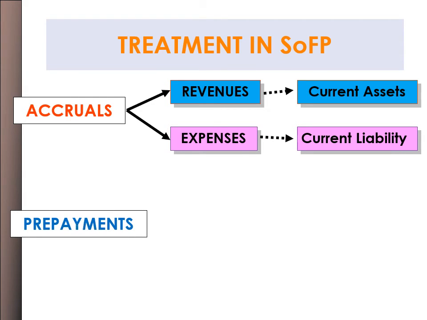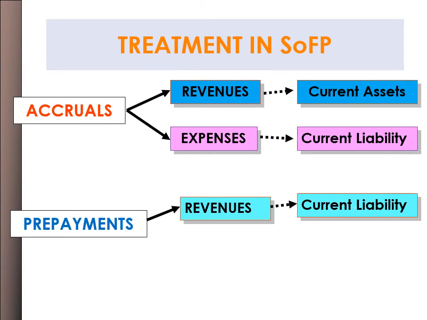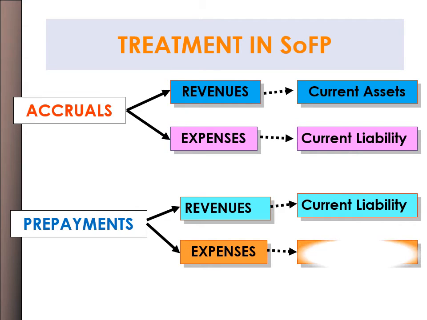And the prepayments of revenues will be considered as a current liability because that is not your money yet, and the prepayment of expenses will be recorded as a current asset in the statement of financial position.